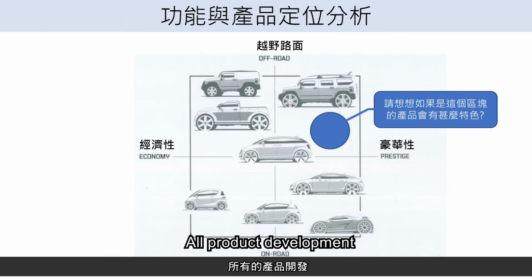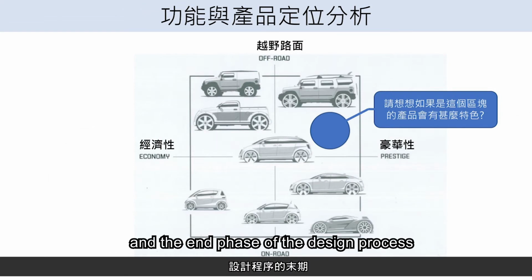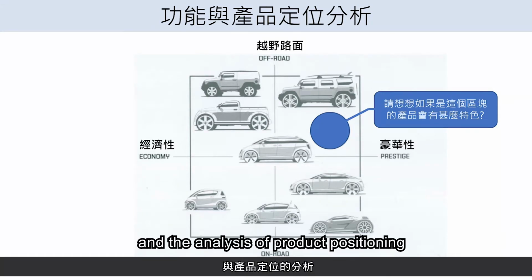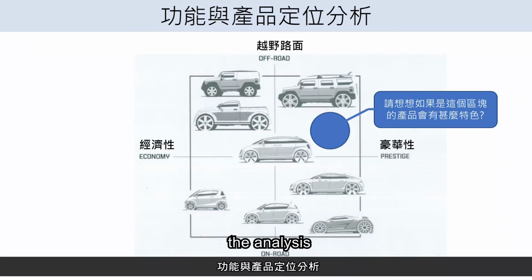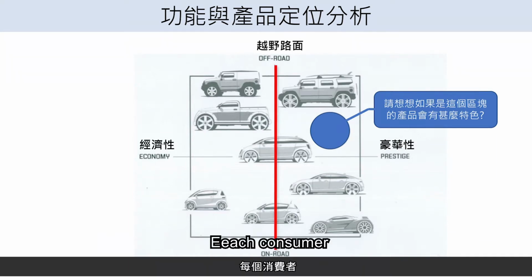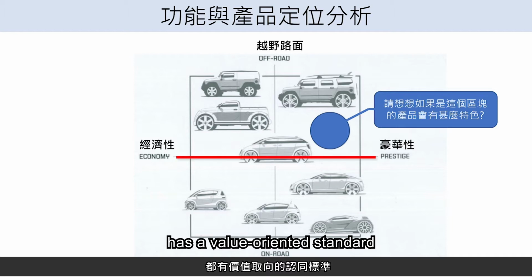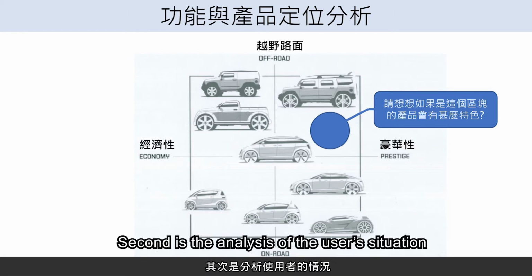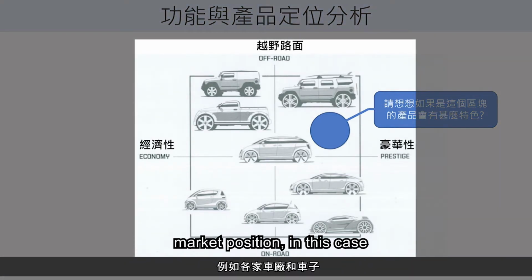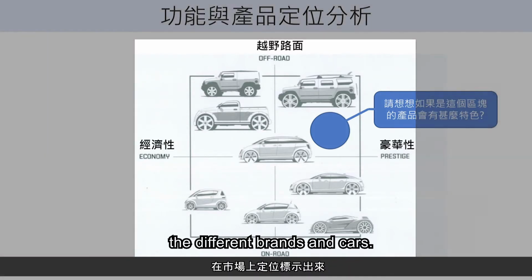All product development and the end phase of the design process may need to consider its functions. And the analysis of product positioning. The analysis is first to understand the purchasing requirements. Each consumer has a value-oriented standard. Second is the analysis of the user's situation. On the graph, establish the competitor's market position. In this case, the different brands and cars.